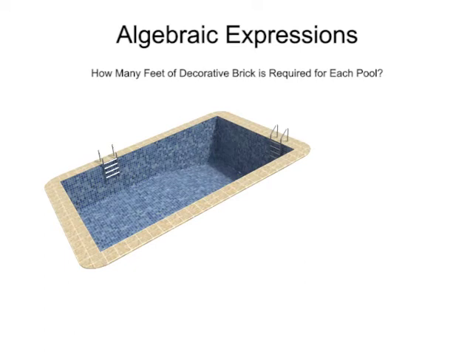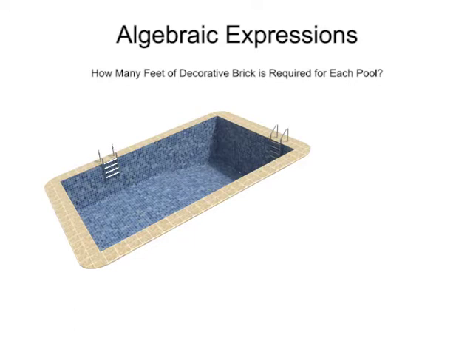Let's work an example. You own a pool company that offers rectangular pools that come in all sizes with decorative brick along the perimeter. No matter what the size, the length of the pool is always 5 feet longer than the width. You need a formula to help determine the total amount of decorative brick required per job so that you can generate quotes more efficiently.